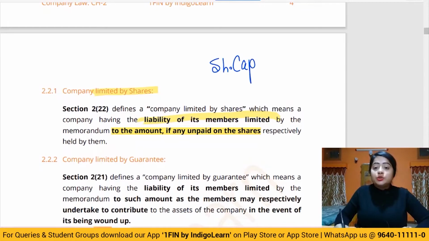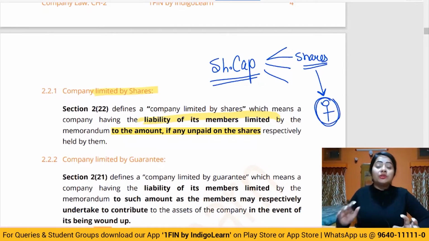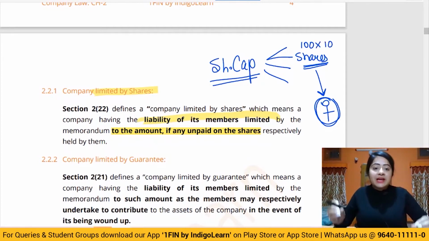Okay, so that means the total capital of this company is divided into units, and each of these units is termed as a share, right? So if a member has taken some of the shares of this company, then the liability of this member is going to be limited to the unpaid amount on these shares. Okay, what does this mean? It means, let's say I am a member of a company. I have taken, let's say, 100 shares of that company, and these 100 shares are of 10 rupees each. So what is the maximum liability that I can have towards the company? It is going to be 100 shares into 10, which is 1000 rupees. So that is going to be my maximum liability, right?